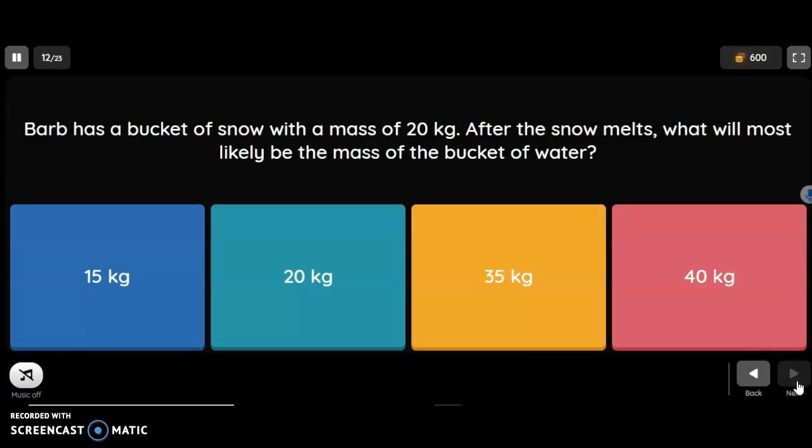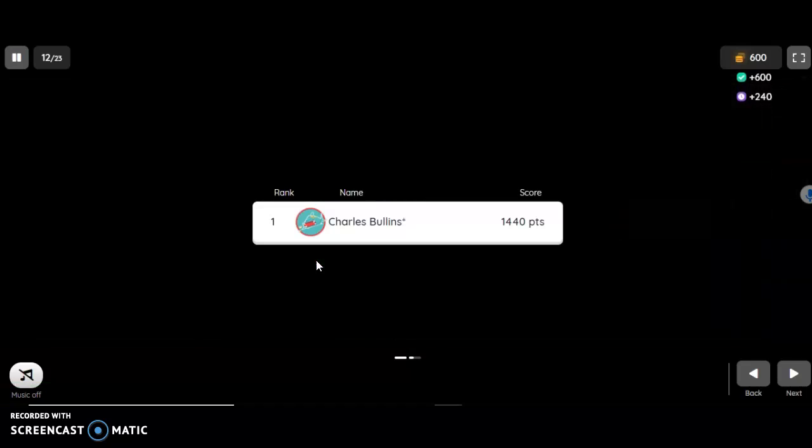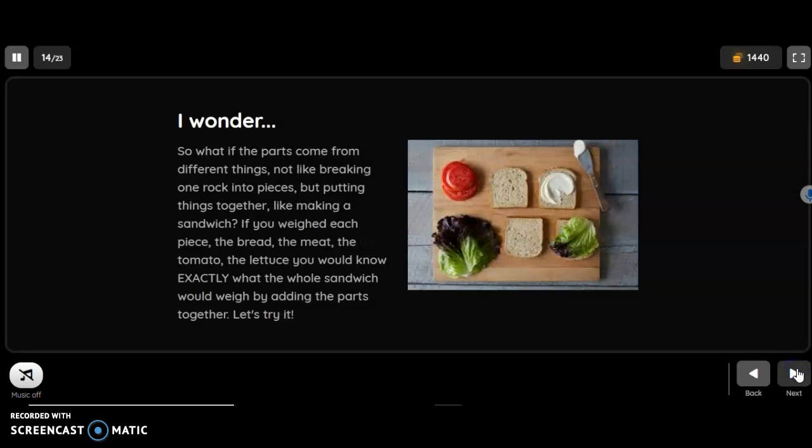Second question, though. What if you have a bucket of snow that weighs 20 kilograms and it melts? What will the bucket and the water weigh? Well, again, that's like the ice cube. It weighed the same, so I'm going to guess the same here. And sure enough, it is exactly the same. Just because you change state doesn't necessarily mean you've lost anything, because you still have the same amount of molecules of water in the snow and in the bucket of liquid water.